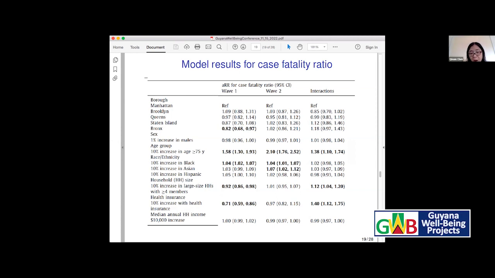Household size now becomes a protective factor. The neighborhood with a higher percentage of large households has a lower case fatality ratio in wave 1. Health insurance also plays an important role in wave 1 in protecting against case fatality. We don't see median household income having an impact on the case fatality ratio.